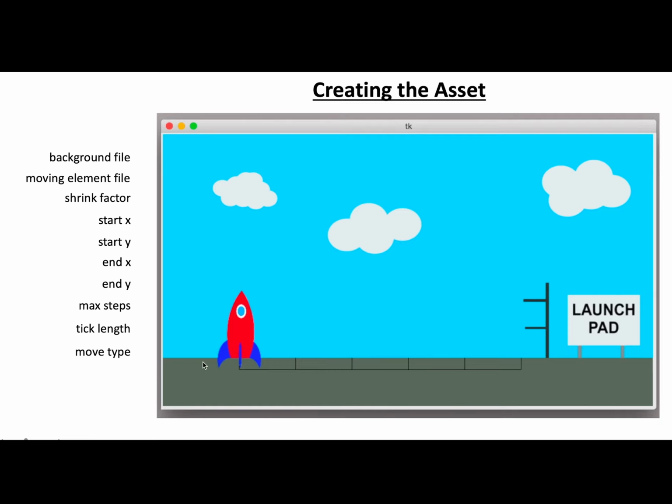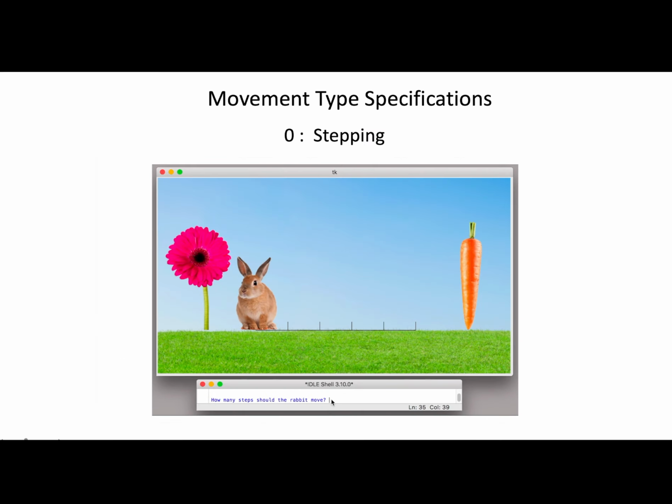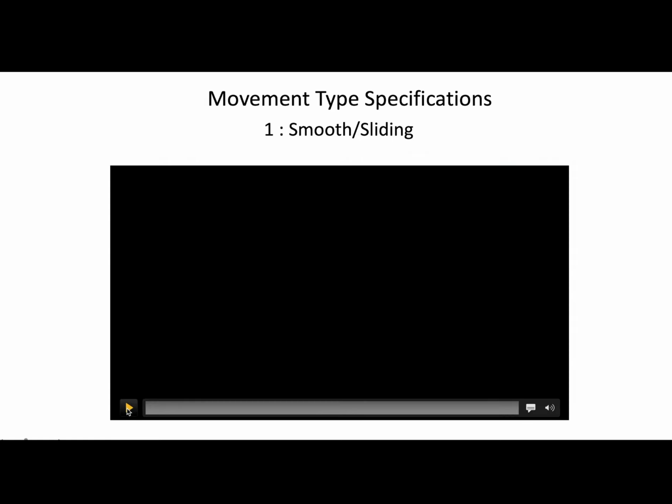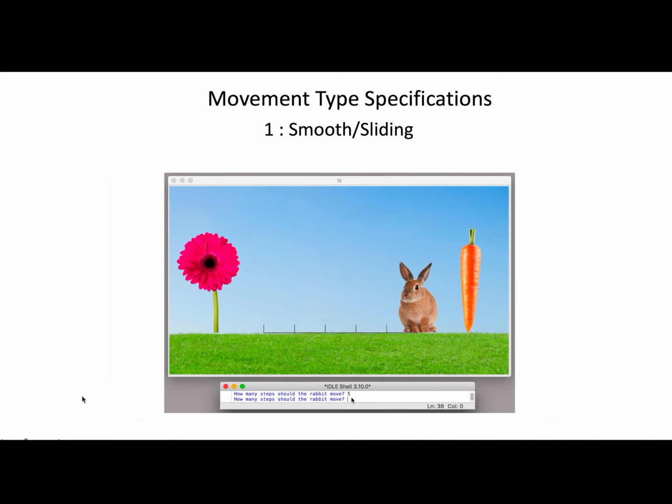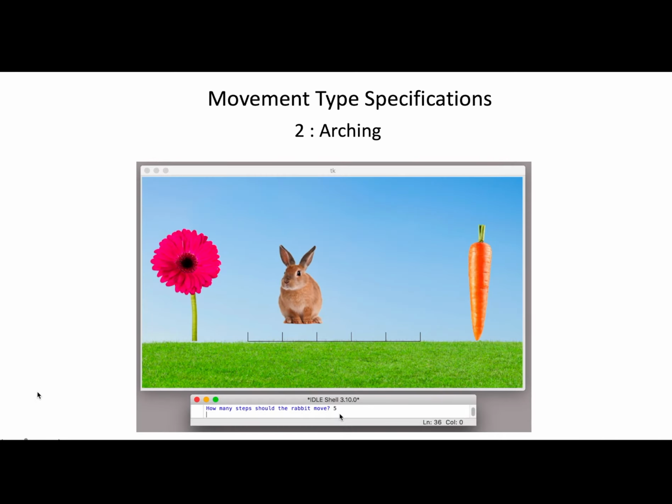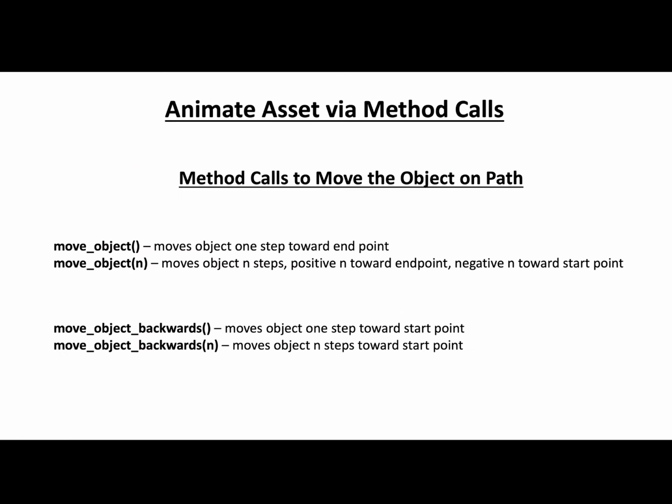And finally, the type of move as the element moves from step to step on the path will be specified. This is done with an integer value to choose one of the three move types that the asset provides. 0 indicates a stepping animation, which we will see here, in which the element moves directly from one end point of the path step to the next. 1 is used to indicate a sliding motion, and here you'll see that the rabbit slides from one step to the next. And the third option, which is specified by the integer 2, is an arching or bouncing motion. Those are all the steps that were needed in order to create the asset.